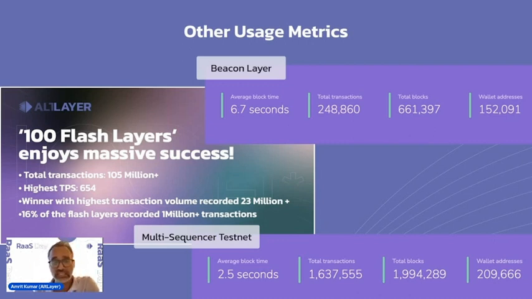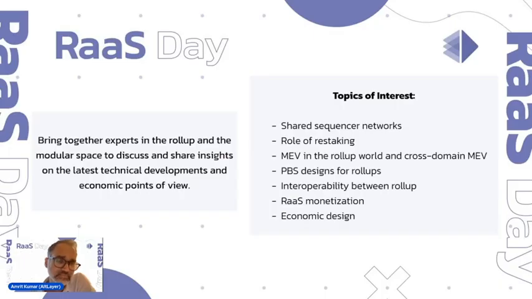We also have a multi-sequencer testnet, so there's a testnet that has multiple sequencers. They run a local consensus protocol among themselves, and that has also been live, and it has done close to about 1.5 million transactions already.